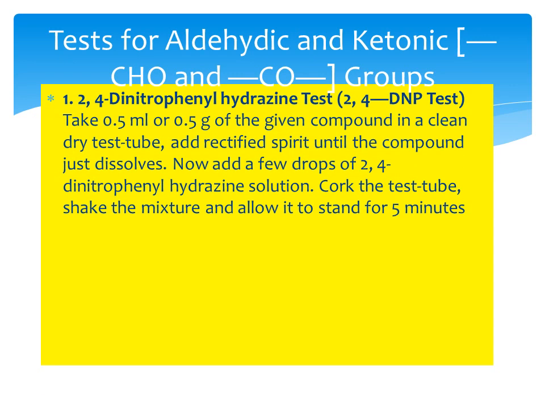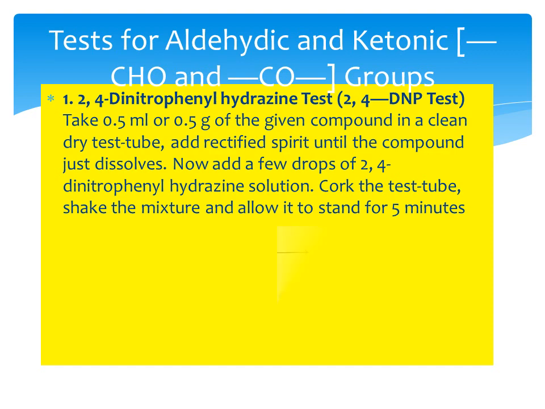In the 2,4-dinitrophenyl hydrazine test, we can use either 0.5 ml or 0.5 gram of the given organic compound which is to be tested, and put it into a clean dry test tube. Then we add rectified spirit until the compound just dissolves. We are not using water here, because the compound is insoluble in water, that's why we are using some organic solvent for this purpose. Now we add the testing material, which is 2,4-dinitrophenyl hydrazine solution.